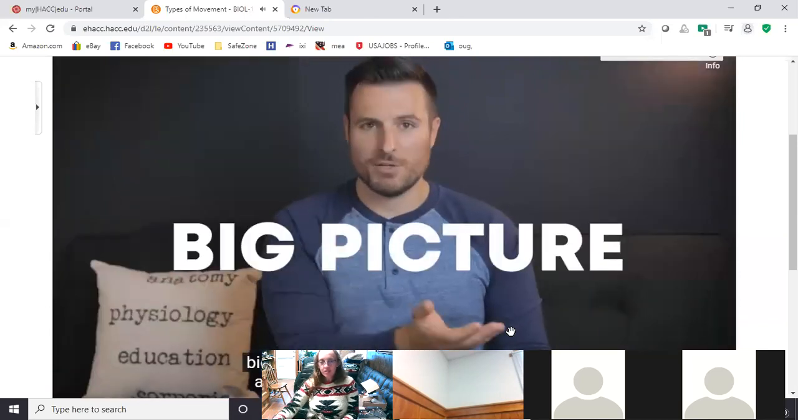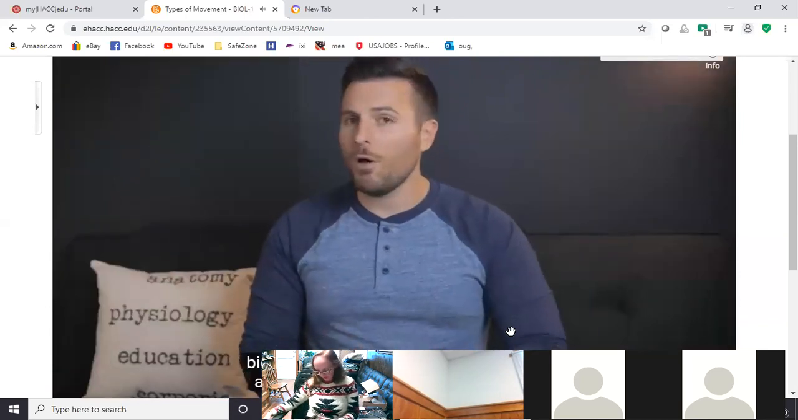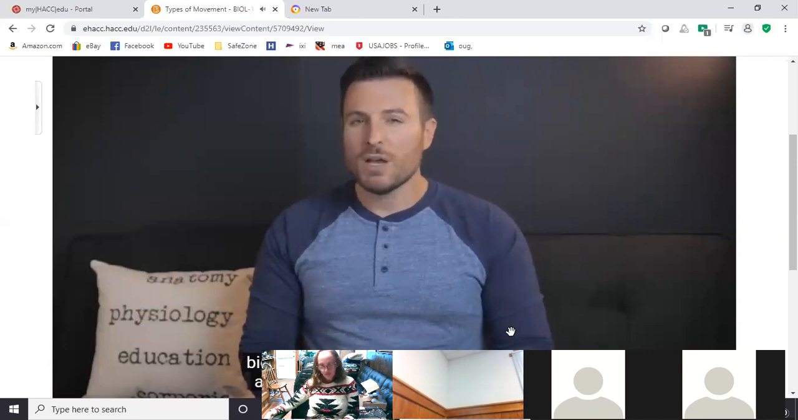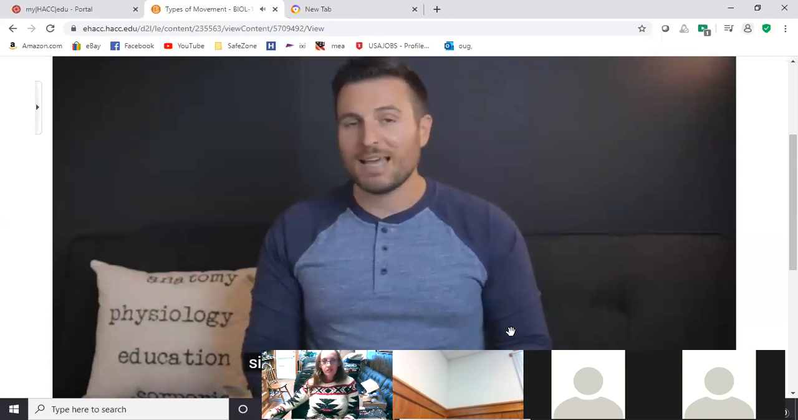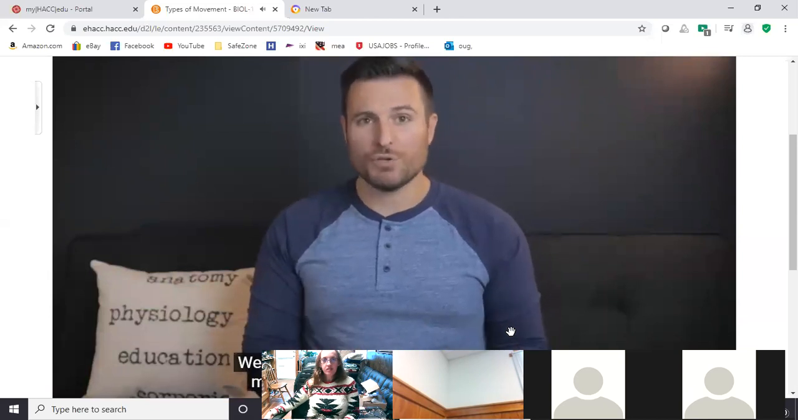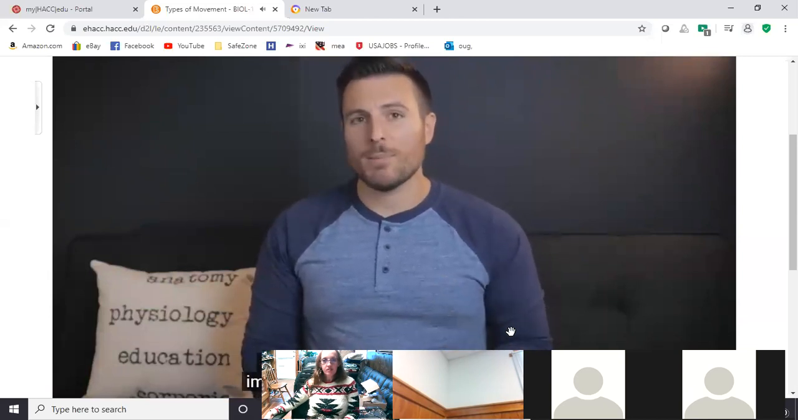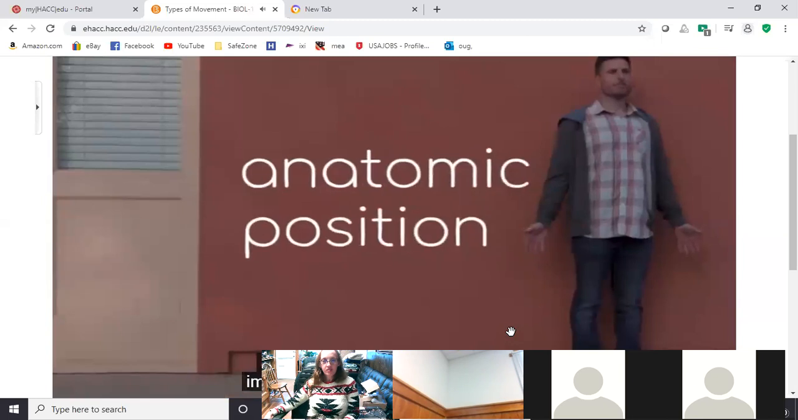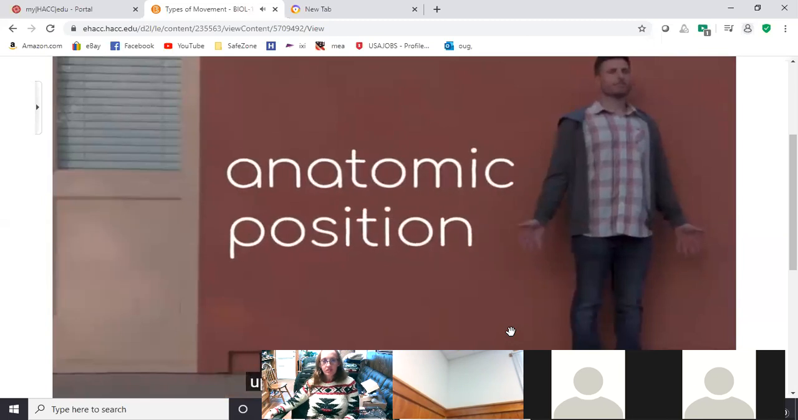So here's the big picture. We have multiple joints that all move in incredibly unique ways. So simple terms like up, down, and sideways don't apply here. We need unique terms to describe unique motion. And when we're talking about anatomical motion, we reference an imaginary body in something called the anatomic position.